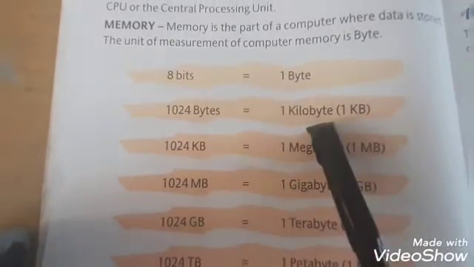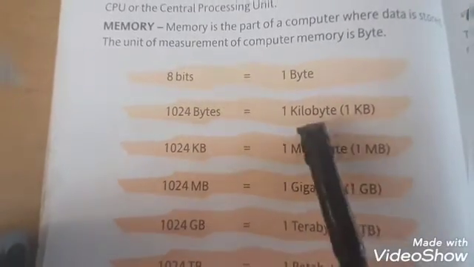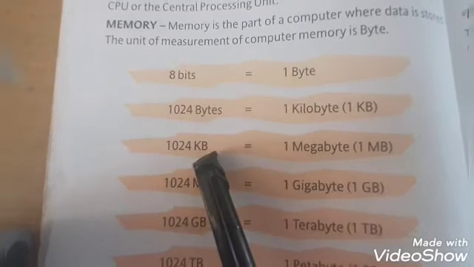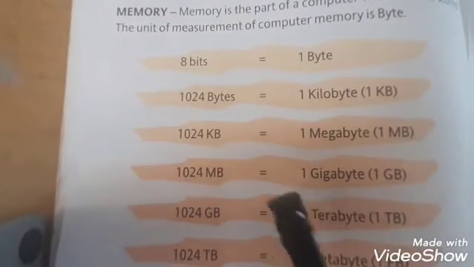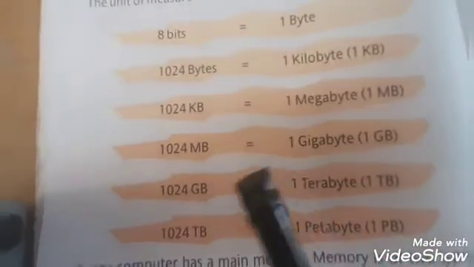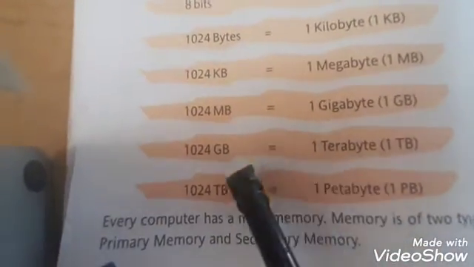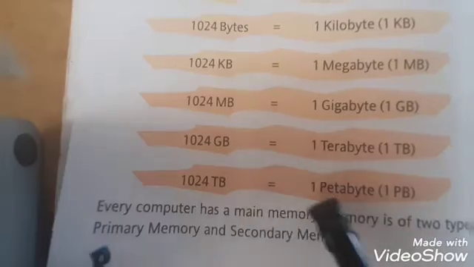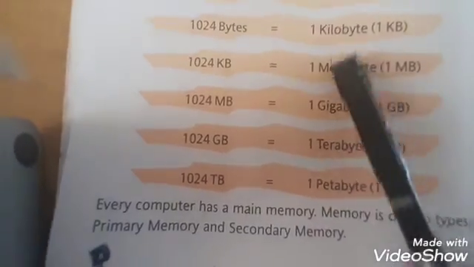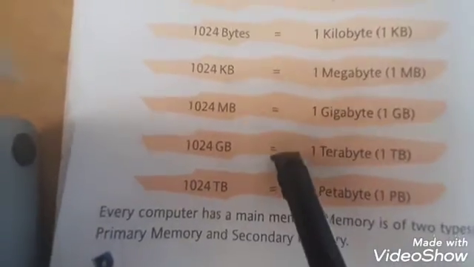1024 bytes will form 1 KB, that is 1 kilobyte. 1024 KB will form 1 megabyte. 1024 MB will form 1 gigabyte. 1024 GB will form 1 terabyte, and 1024 TB will form 1 petabyte. Okay, so these are various units of memory.